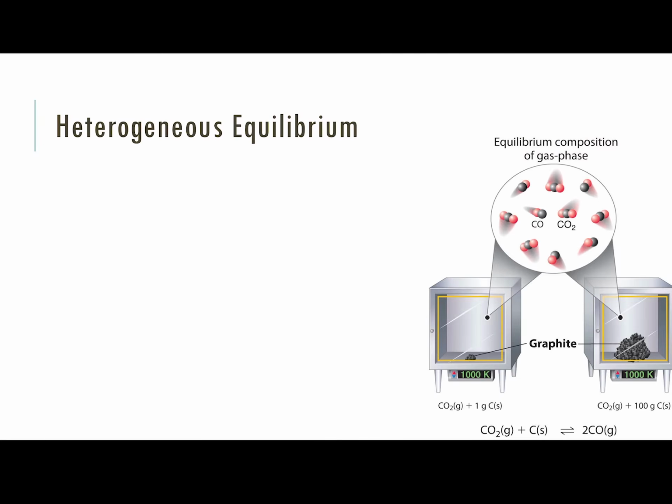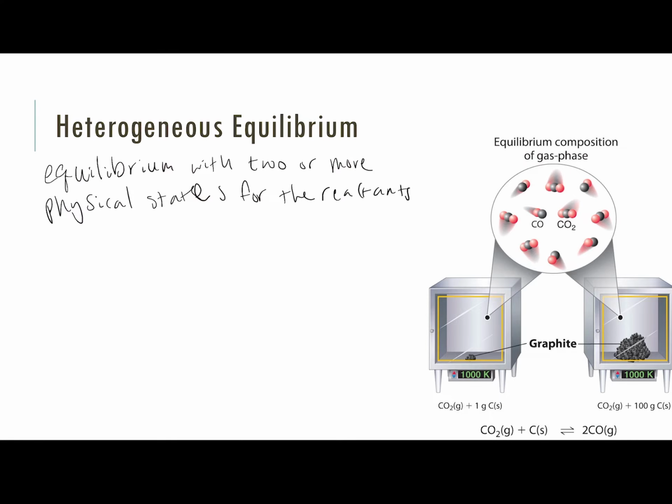Let's move on to learning objective 2, heterogeneous equilibrium. So if we have a reaction that has different physical states, we have things that might be in solid state, the liquid state, the gaseous state, or the aqueous state.